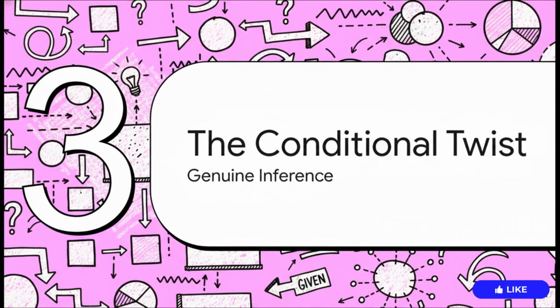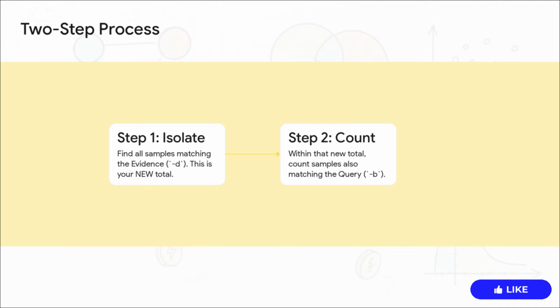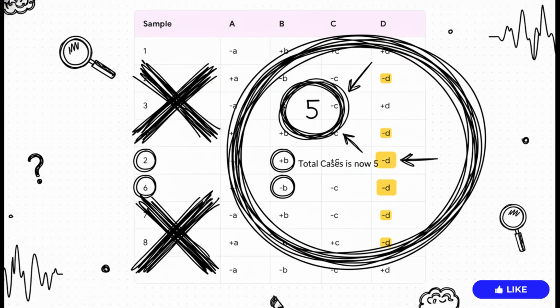Let's make this super concrete with an example. What's the probability of -B given that we already know for a fact that D is -D? And this is just a simple 2-step dance. Step 1, we find our evidence. That means we throw out every single sample that doesn't match our given condition. What's left is our new, smaller universe. Then, step 2. Inside that new little world, we just count our query cases, exactly like we've been doing all along.